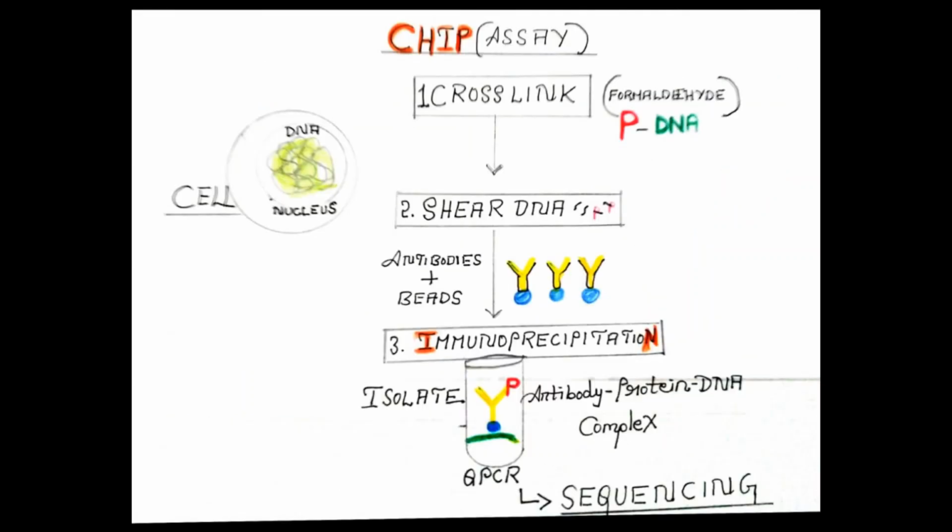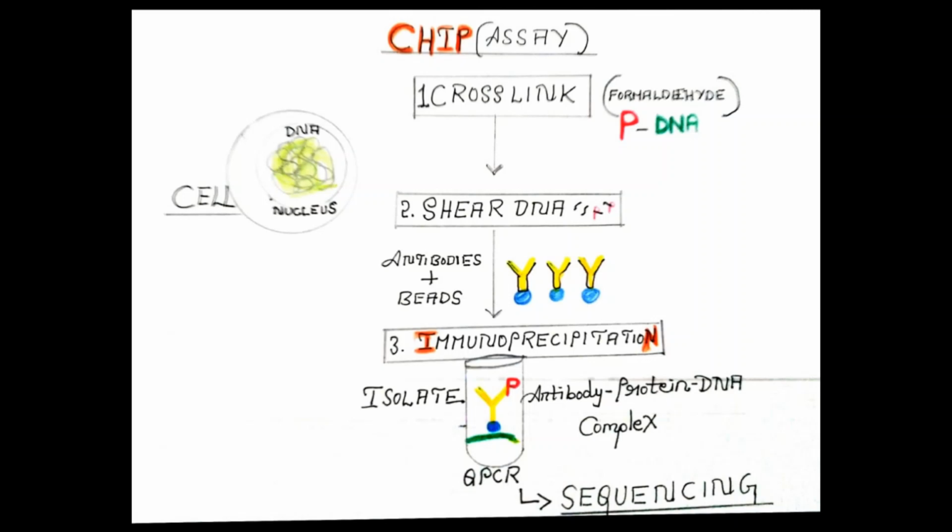Now we'll learn the methodology of ChIP assay. We are dealing with DNA, where DNA is present inside the nucleus of a cell. See, the first step is we need to add proteins to DNA, I mean proteins of interest. So how to do this? The first step is cross-linking. You can use formaldehyde or UV light to cross-link protein and DNA. So proteins and DNA are fixed now.